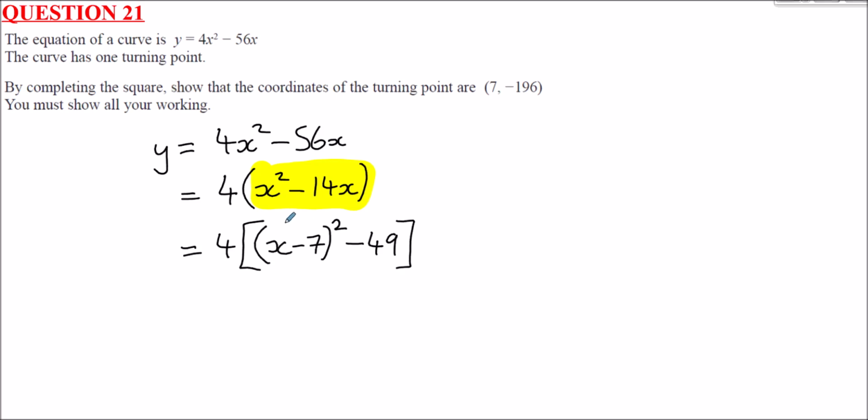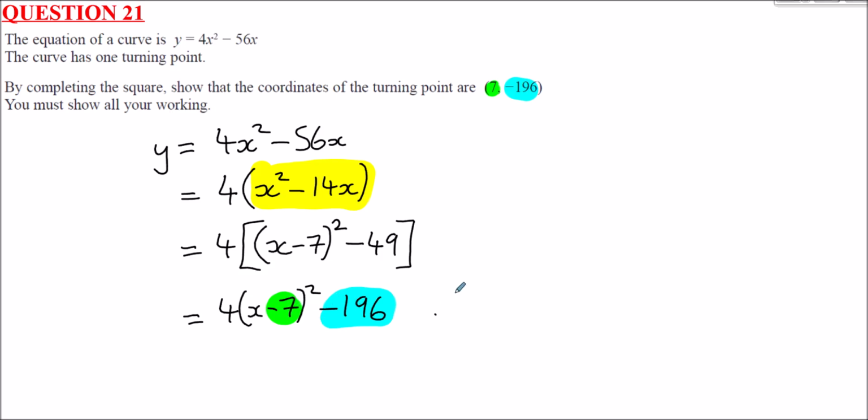Now at this stage, we can again expand back out. So we've got 4 lots of x minus 7 all squared, and then 4 multiplied by minus 49 gives us the minus 196 as required. So we can see here that we've got a minus 7, that relates to that 7 in the turning point, and minus 196 relates to the 196 in brackets. So therefore we can say from here we've got our answer essentially.